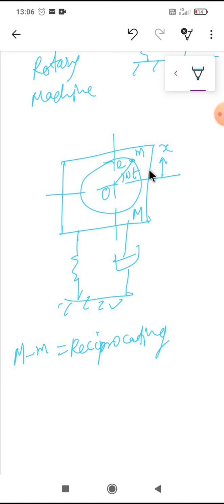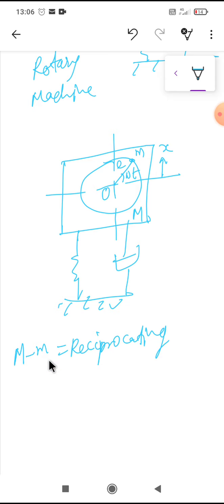So this also will move by x. Therefore the mass m also moves in the upward direction by x. However, this mass m is rotating as well, so it moves further up to a new position. So this is rotating as well as reciprocating. Therefore it will move with a distance x plus or minus some distance due to the rotation. So what will be the displacement?